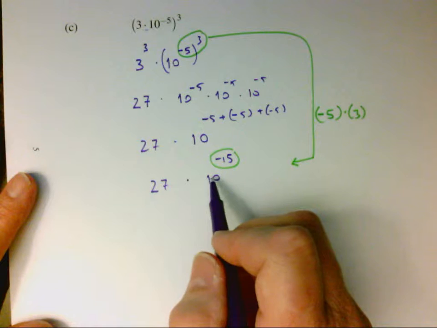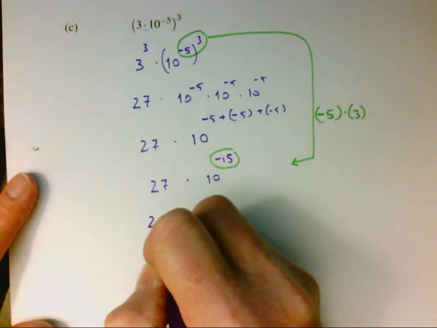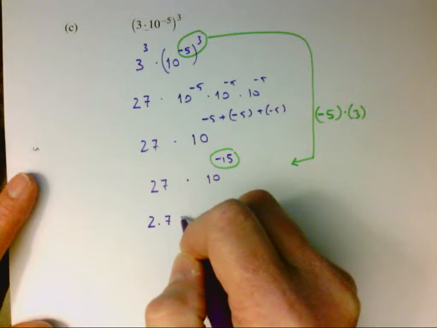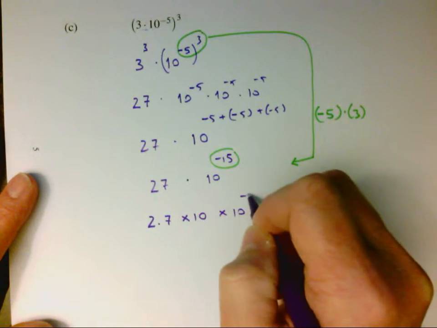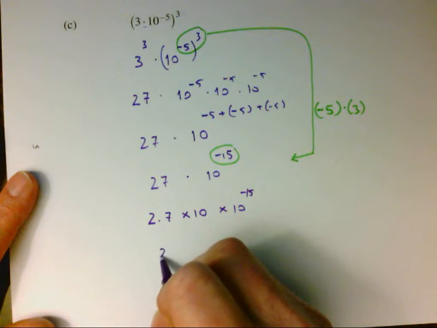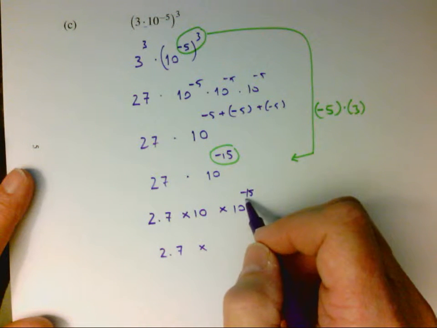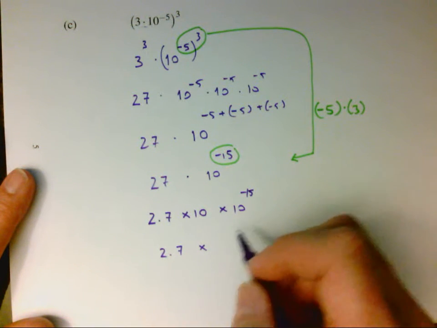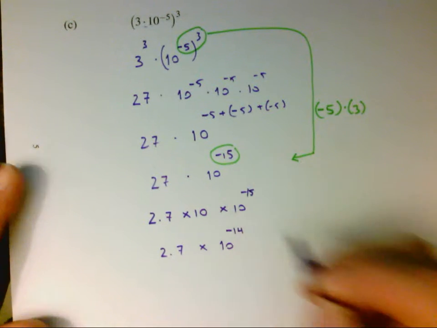We're not quite into scientific notation yet because 27 is bigger than 9. So once again, write that as 2.7 times 10 times 10 to the negative 15. Then combine the powers of 10. 2.7, 10 to the 1 times 10 to the negative 15 will be 10 to the 1 plus negative 15, so it'll be 10 to the negative 14.